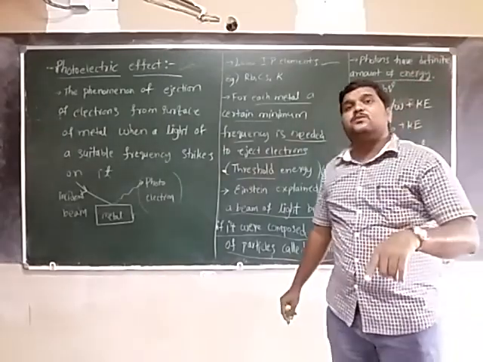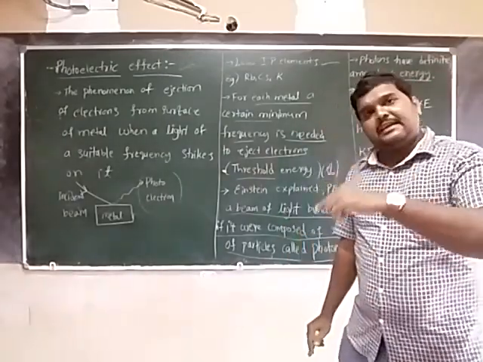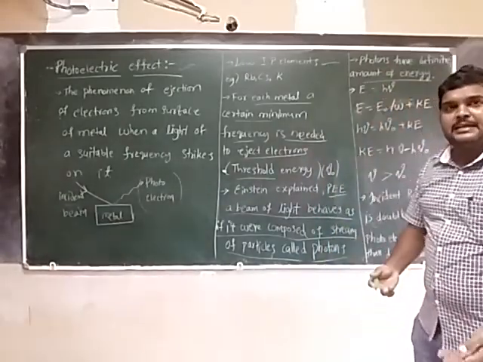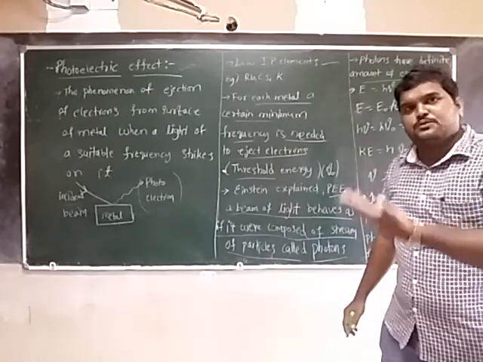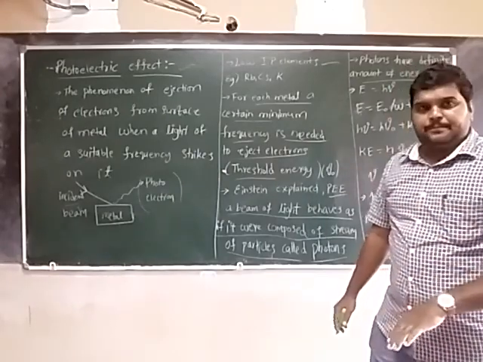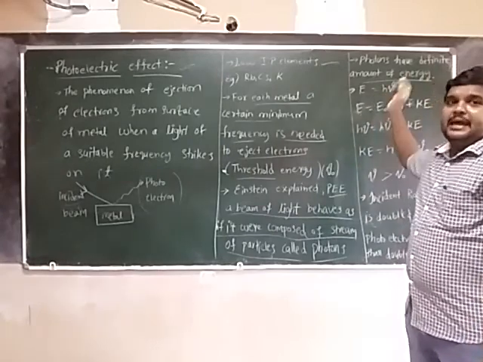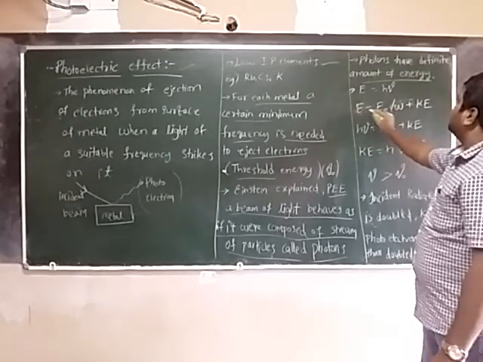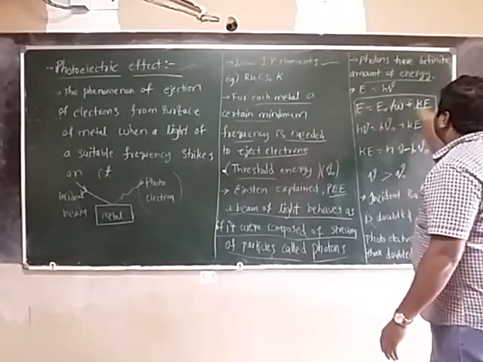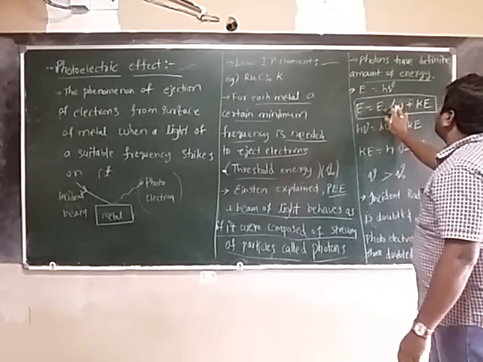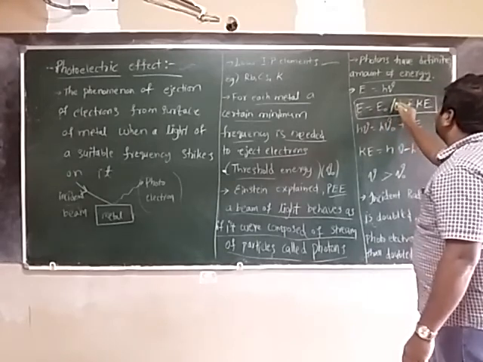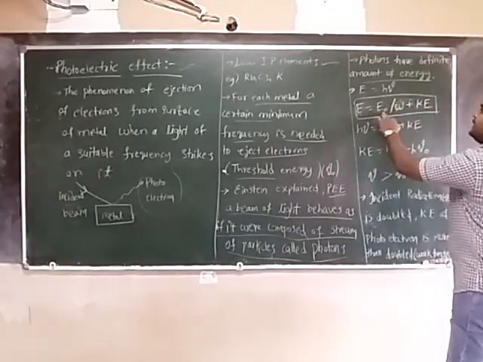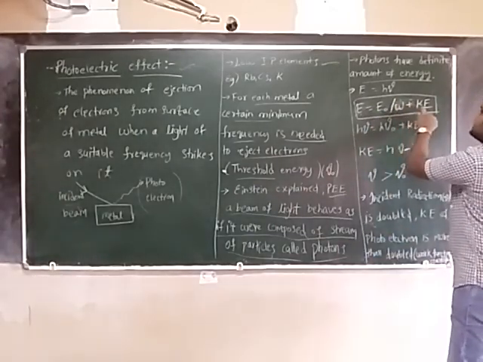As discussed in the quantum theory of radiation, there also E is equal to h nu. Here also E is equal to h nu. The energy of radiation absorbed or emitted is an integral multiple of h nu. Now look carefully: E is equal to E naught, or W, the work function, plus K.